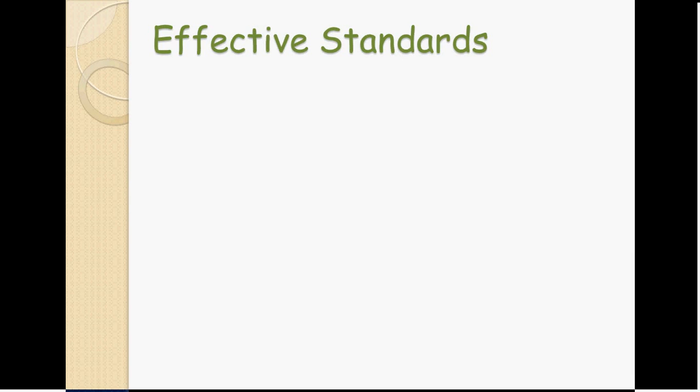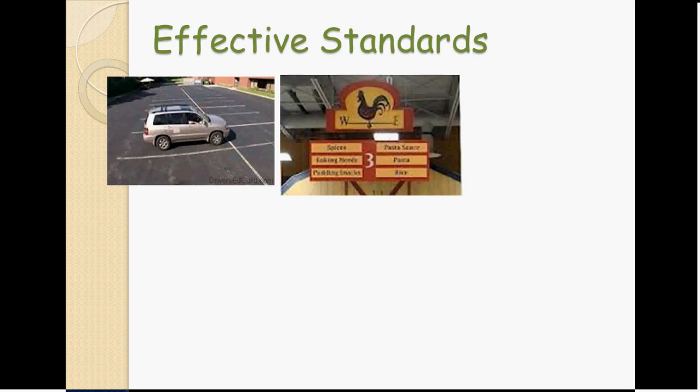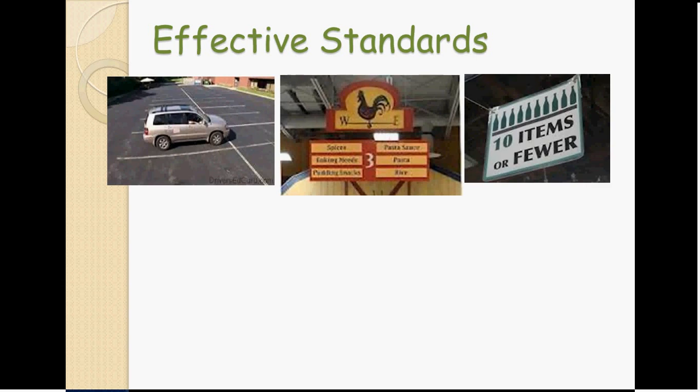Here's an example. When you go to the supermarket, you drive into the parking lot and there are lines to show you exactly where and in what orientation to put your car. That's a standard. Inside, the aisles are clearly marked with hanging signs to show you the location of products. That's another standard. There's a standard express checkout counter for 10 items or less. Bottom line, you do it the same way every time.